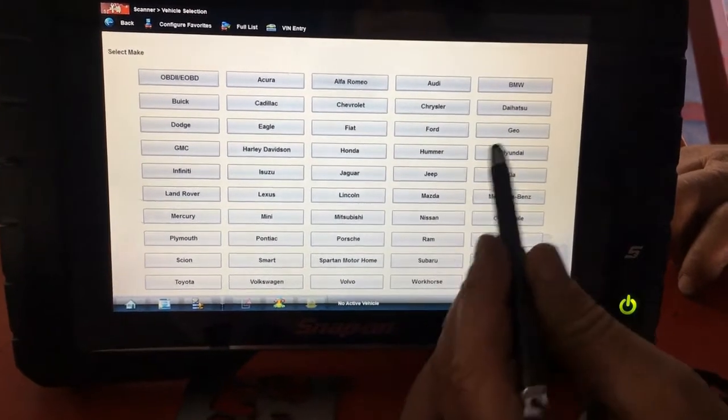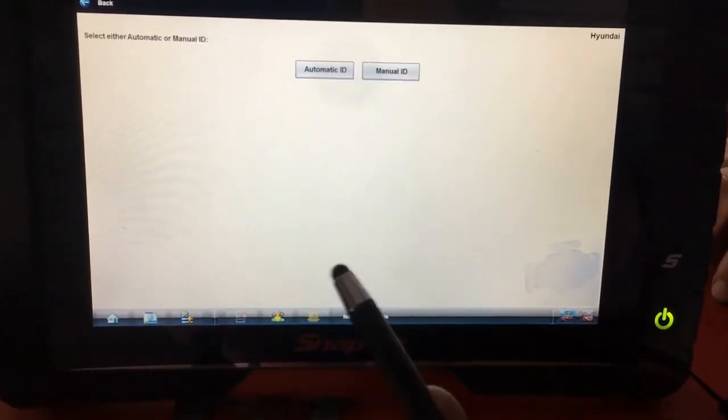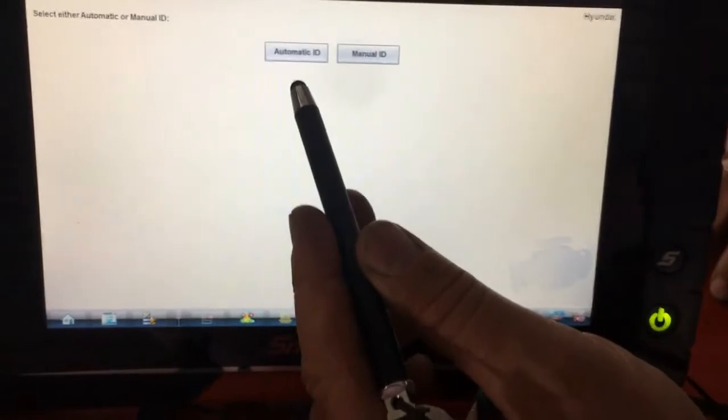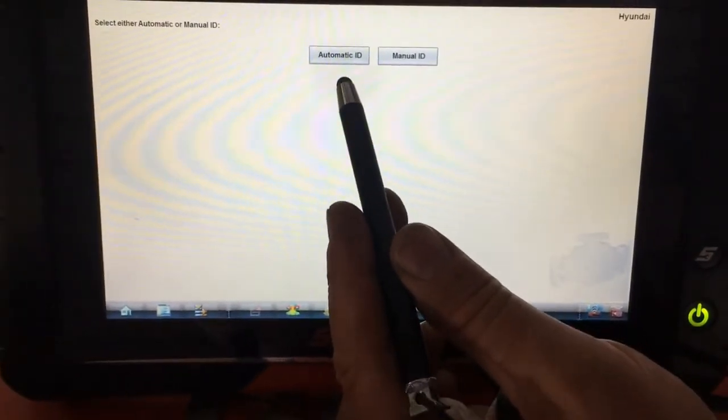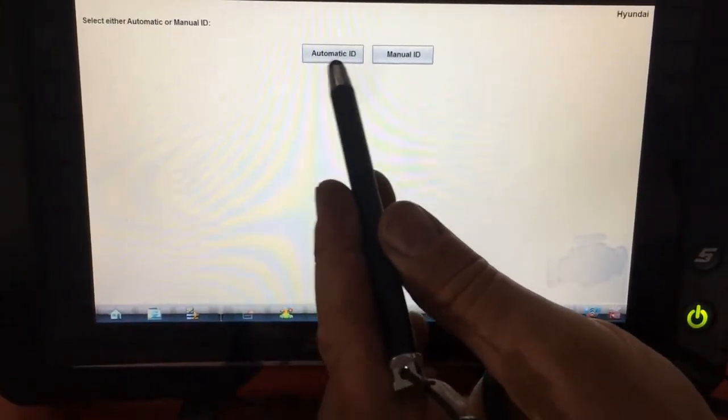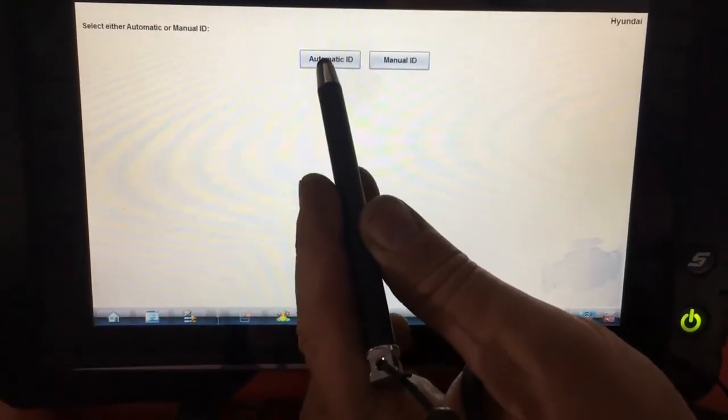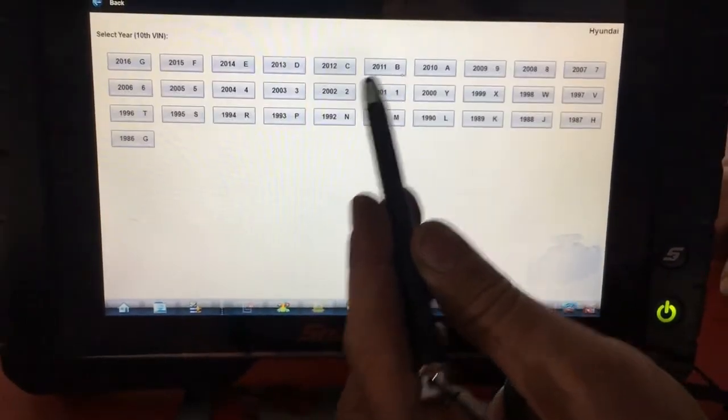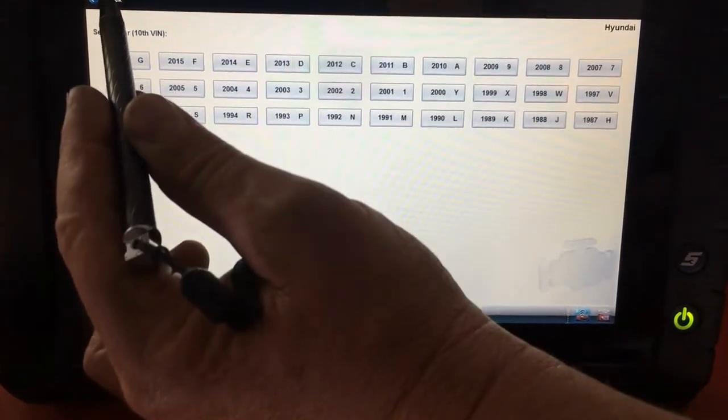So I'm gonna look for a Hyundai. Now automatic ID, it's right on the edge. It's around 2005 to 2008 is where this might not work, but we're gonna try it. Otherwise we gotta enter our VIN number manually. I don't wanna do that.